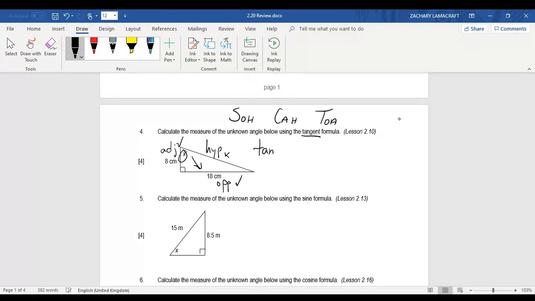So tan X is equal to opposite over adjacent. So 18 over 8. Tan X would then be equal to, if I divided those two numbers, 2.25. And remember, whenever we're dealing with the angle, we're going to use the tan -1.